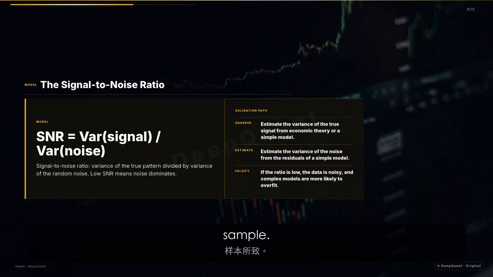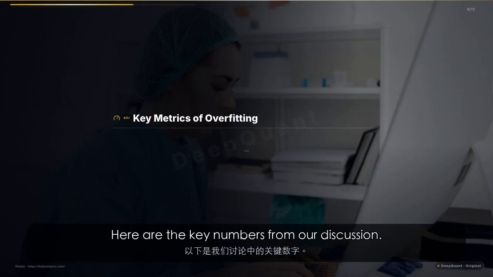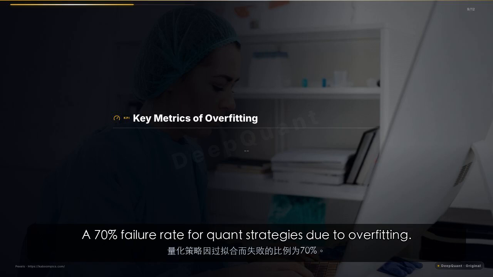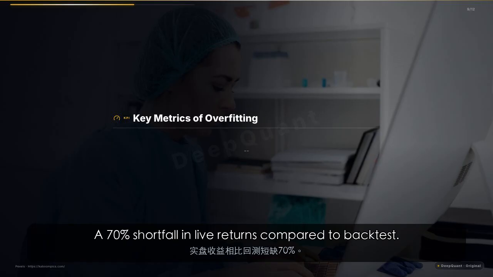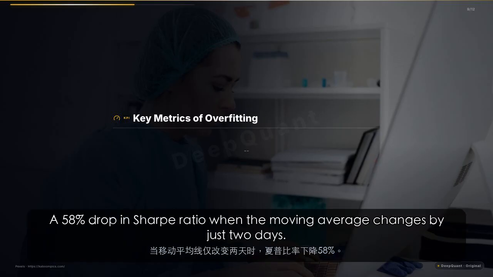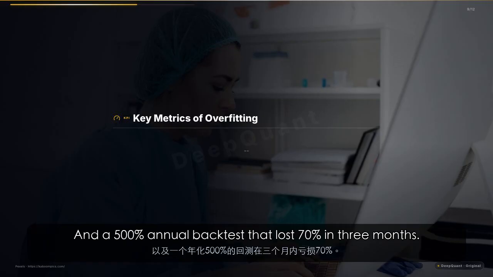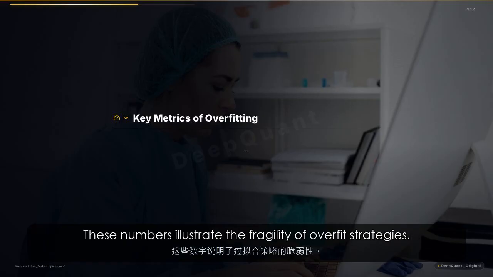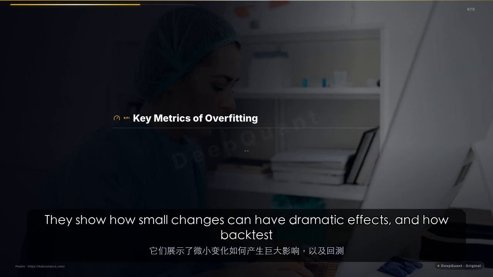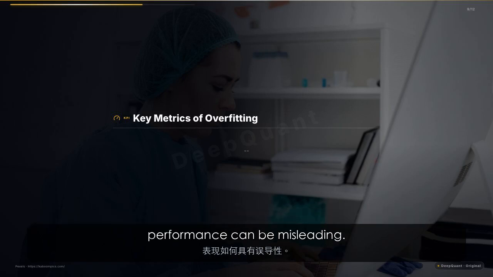Here are the key numbers from our discussion. A 70% failure rate for quant strategies due to overfitting. A 70% shortfall in live returns compared to backtest. A 58% drop in Sharpe ratio when the moving average changes by just 2 days. A 141% increase when changed by 2 days in the other direction. And a 500% annual backtest that lost 70% in 3 months. These numbers illustrate the fragility of overfit strategies. They show how small changes can have dramatic effects, and how backtest performance can be misleading.